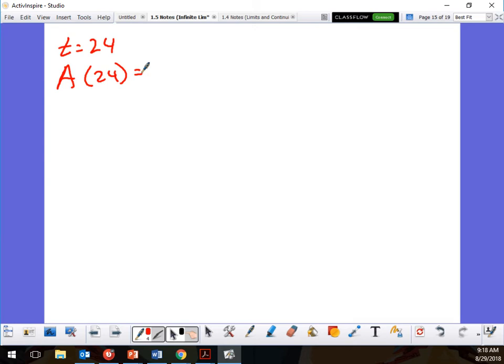So now if it's A of 24, what goes next? A sub naught. What was the A sub naught here? 25. That is my initial amount. So 25 e to the negative 0.051 times 24, which is my t value. Now, do I have any variables on the right-hand side? No. So since I don't have any variables, what do I do now? Just plug it in. Plug it into your calculator now, please. So everyone's plugging it into the calculator.